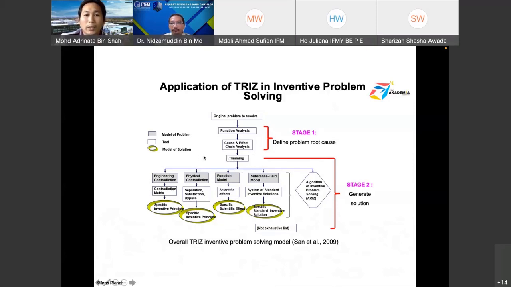So stage 2 is for level 1 of TRIZ certification. We have the above stage 1, with the first of engineering contradiction, contradiction matrix, and also 40 inventive principles. So this includes the first level of TRIZ certification. If you can see from the figure, we have engineering contradiction, physical contradiction, function model, substance field model, and ARIZ, algorithm of inventive problem solving. So these are the methods in TRIZ according to the level.